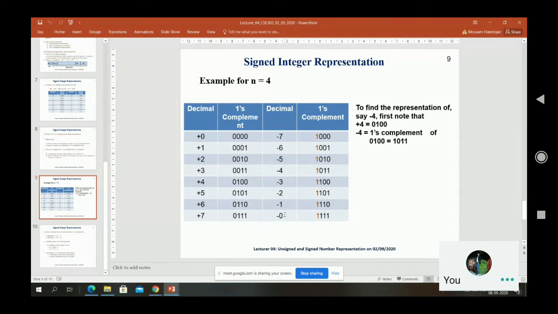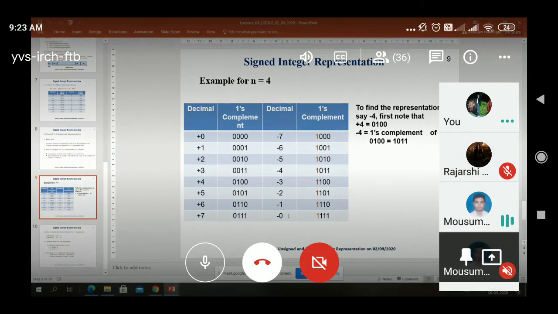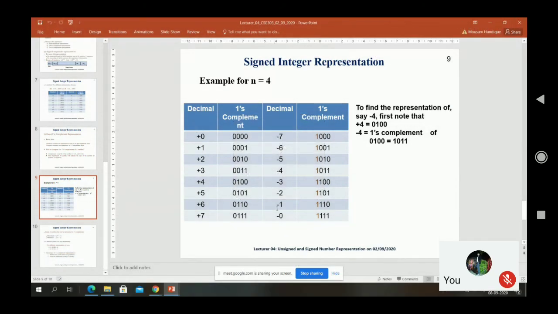If the binary sequence for plus 0 and minus 0 were the same, we would use only one of them. Generally it starts from plus 0, so we do not use minus 0. Instead of minus 0, we write minus 1, and because we are using 4 bits, it goes down to minus 8.